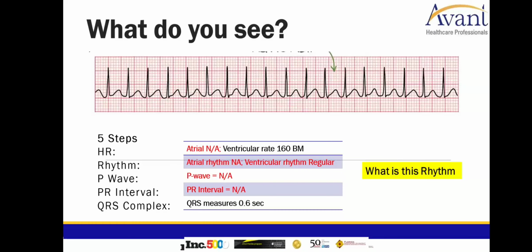We're counting the R waves. Again, the atrial rhythm we can't tell. Now, the ventricular rhythm looks regular. There is no P wave or PR interval, and the QRS seems normal.